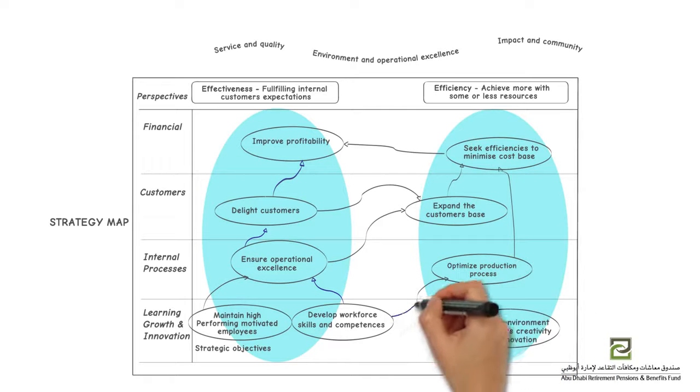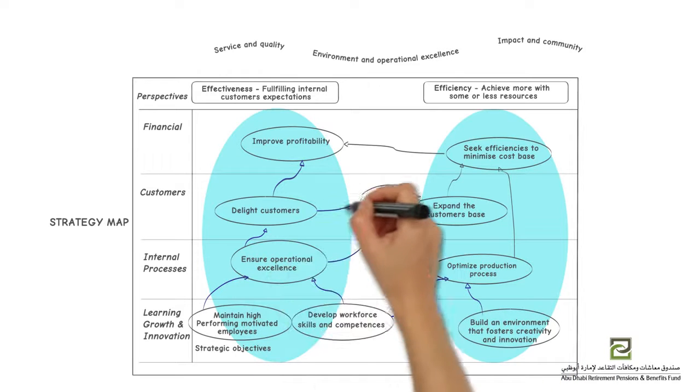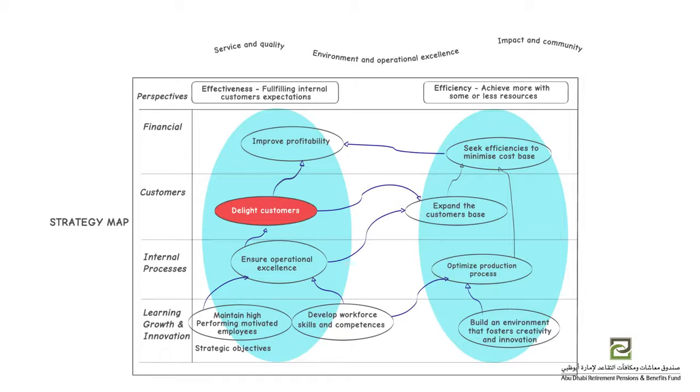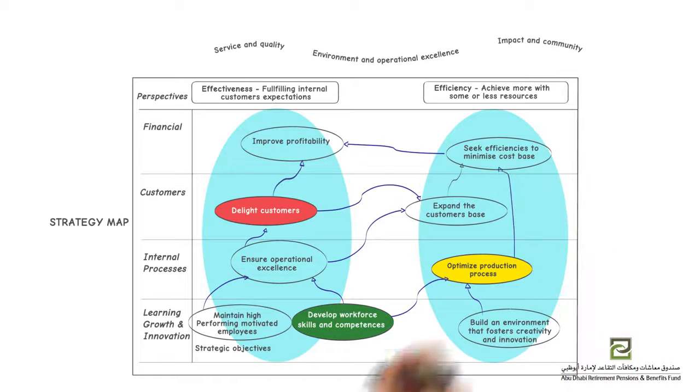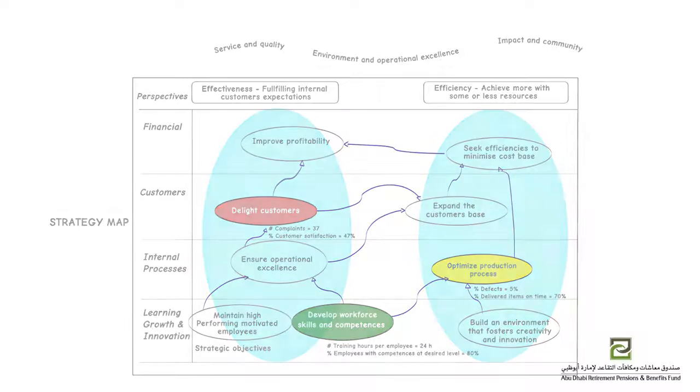The objectives are usually represented through shapes such as rectangles or ellipses, which can be colored in red, yellow, or green to illustrate their level of achievement based on the results of KPIs that measure objectives.